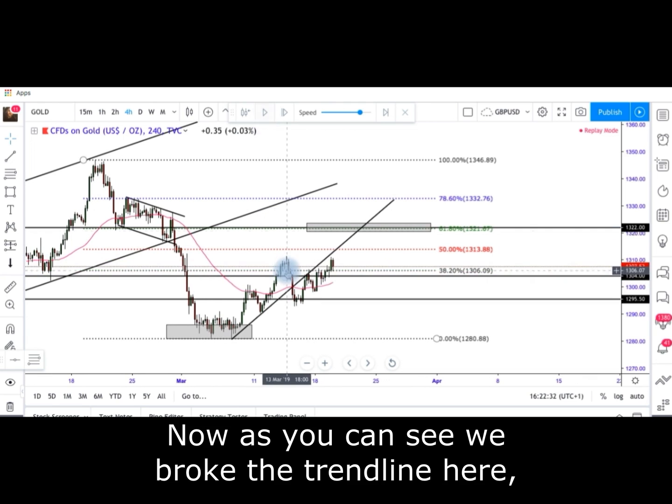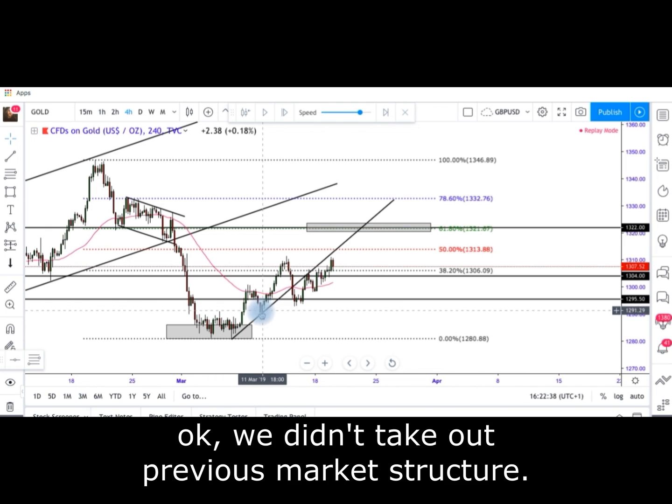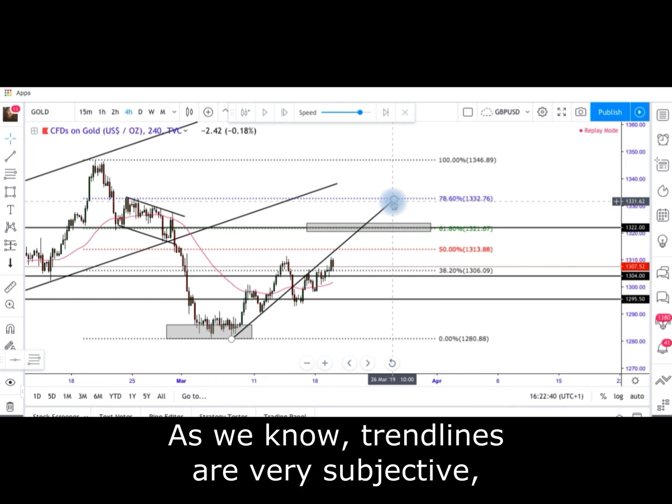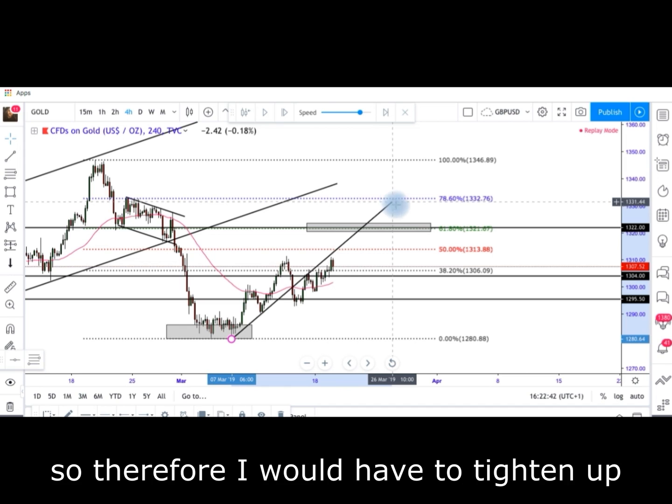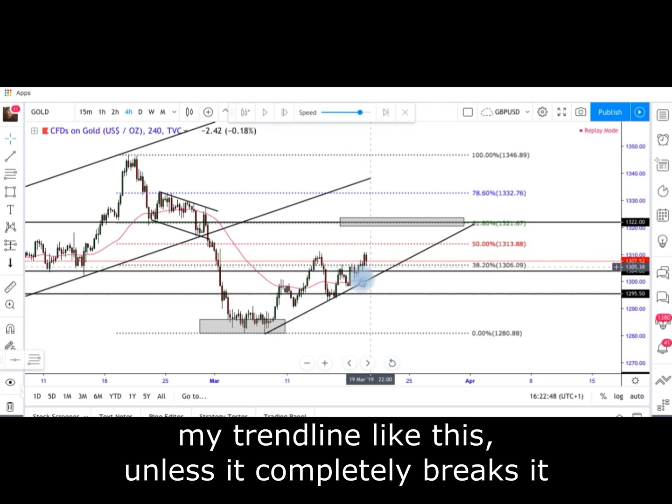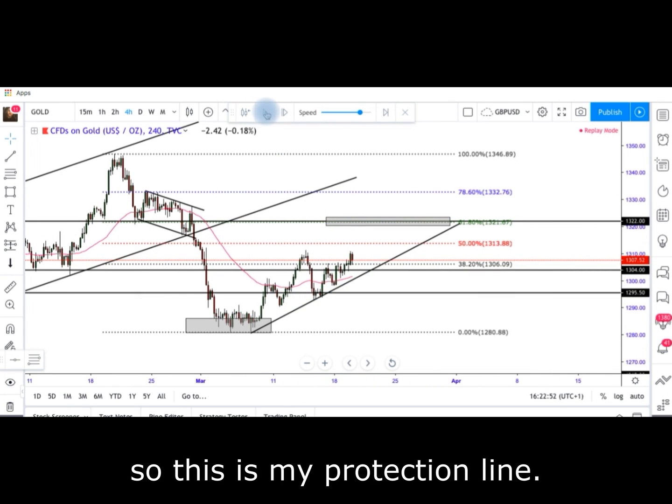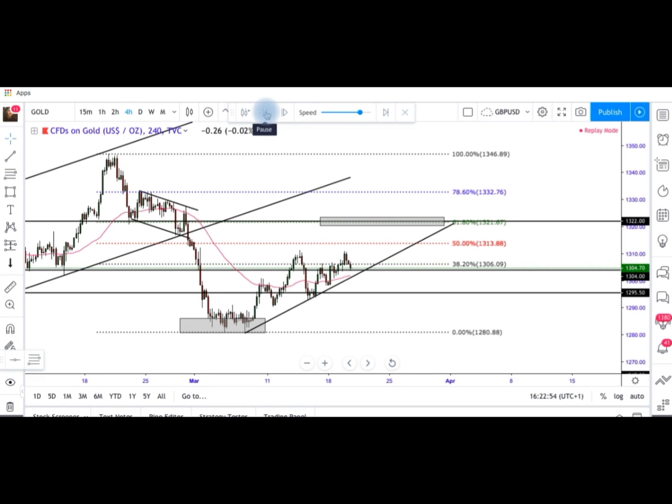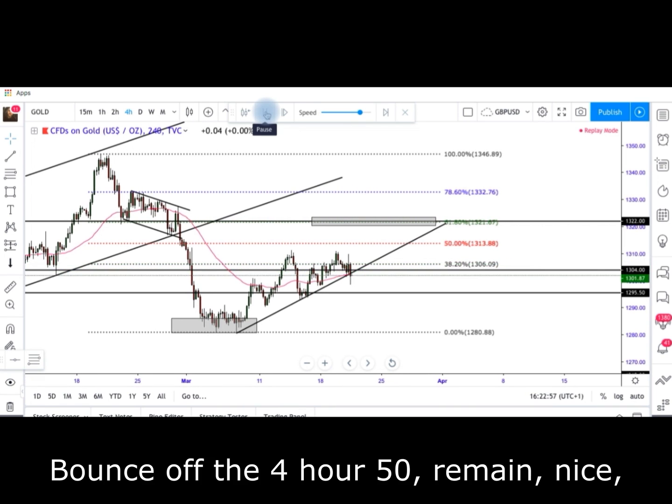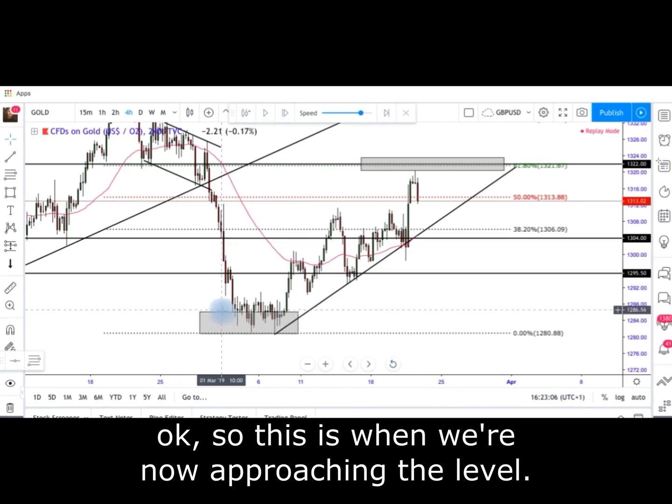Now, as you can see, we broke the trend line here, but we did not take out previous market structure. As we know, trend lines are very subjective, so therefore I would have to tighten up my trend line like this. Unless it completely breaks it and breaks market structure, that's only really when I'm interested. So this is my protection line. Bounce off the 50, right? Nice. Okay, so this is when we're now approaching the level.